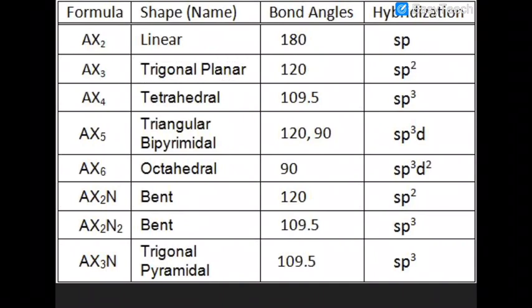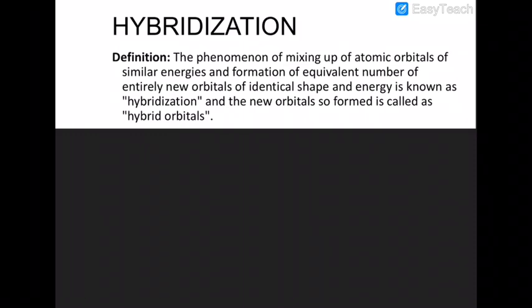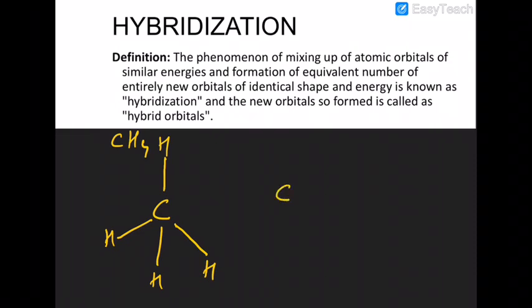Now here what can we see? If the molecule is of type AX4, then it is sp3 hybridized, and the geometry is tetrahedral. A prominent example is methane. Now what happens in methane? There are 4 bonds, and each bond angle is 109.